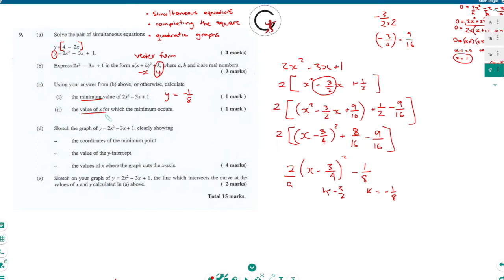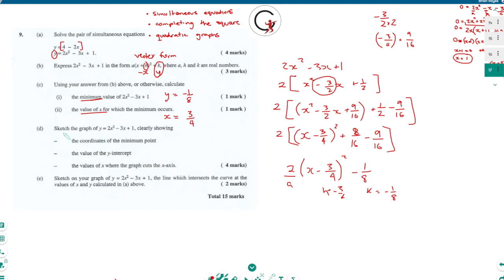Now the value of x for which the minimum occurs. Alright, well, that just means what is the x value at the vertex? The x value at the vertex, we said by looking at h, we just change the sign. So if h we found was negative 3 over 4, then the x value of the vertex is positive 3 over 4.